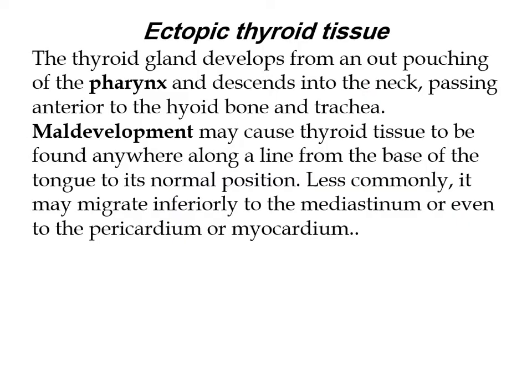We have ectopic thyroid tissue. The thyroid gland develops from an outpouching of the pharynx and descends into the neck, passing anterior to the hyoid and the trachea. Maldevelopment may cause the thyroid tissue to be found anywhere along this line, from the base of the tongue to its normal position. Sometimes, less commonly, it descends inferiorly into the mediastinum and sometimes into the pericardium and myocardium.